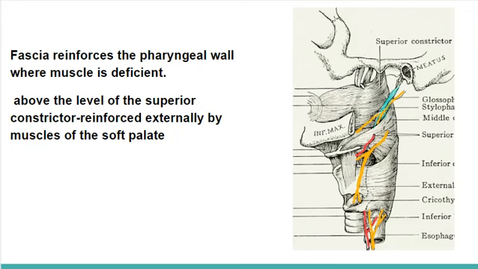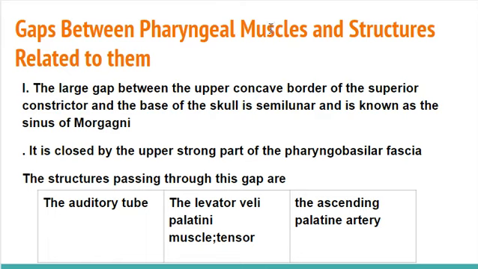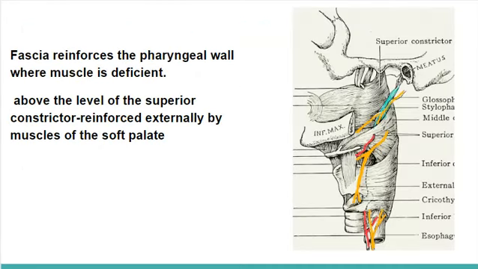Now from here we come to the gaps between the pharyngeal muscles and the structures related to them. We'll discuss this in the next video when we talk about the nerve supply and the arterial supply as well. Thank you so much for watching this video. Let's just quickly revise what we have studied so far.